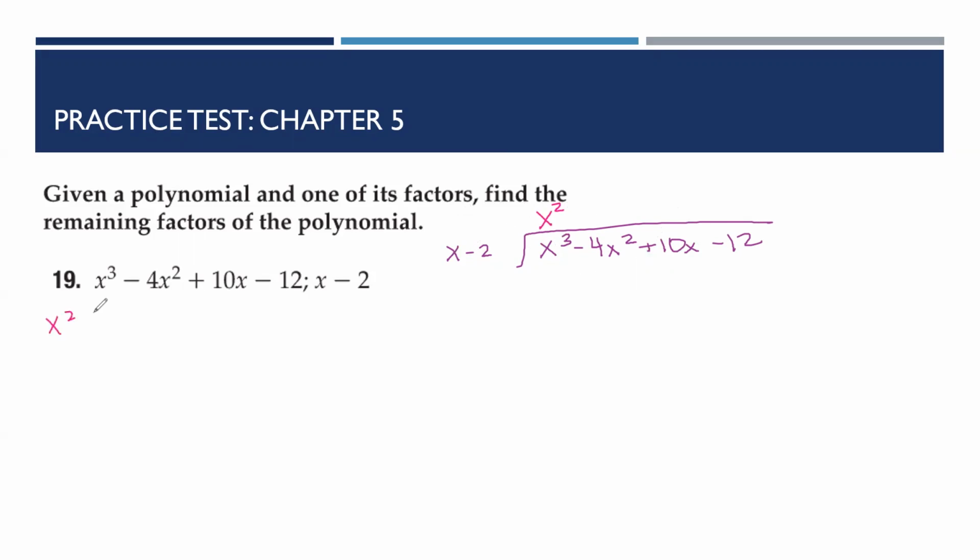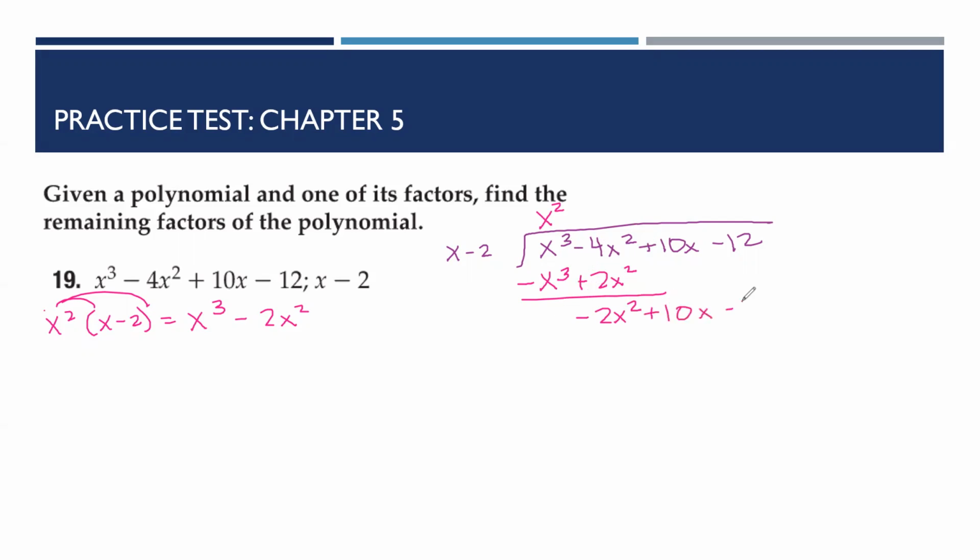Okay, I can multiply x squared times x minus 2, and I have to distribute here. So I get x cubed minus 2x squared. So that goes down here, x cubed minus 2x squared. Okay, and I'm going to subtract this, and this is already subtraction, so I add. So this is 0. x cubed minus x cubed is 0. And then negative 4x squared plus 2x squared is going to be negative 2x squared.